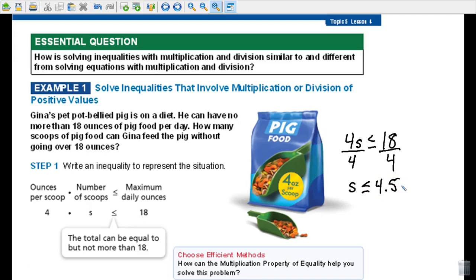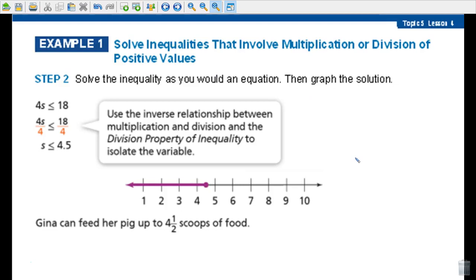And that's all you have to do. You do the opposite of what's in the problem. There's multiplication here, so to solve for it, we have to divide. So let's look at the next page. Well, the same page in the book, but the next slide. So our answer is S is less than or equal to 4.5.